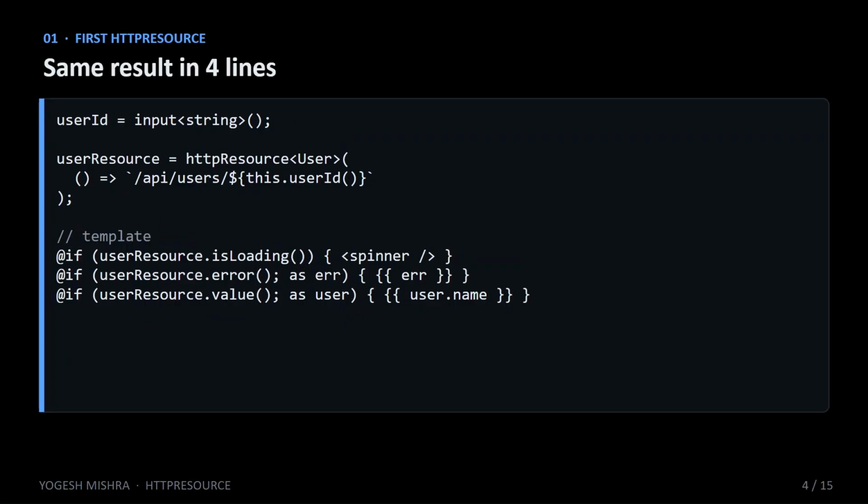Now look at the new way. That's the entire data fetching logic, and that's it in the template you can see. What just happened here? httpResource creates a reactive resource. It automatically tracks the signals used inside the URL function. It exposes value, isLoading, and error as signals. You no longer manage any of that state yourself. This is the biggest mental shift. You describe what you want, not how to fetch and manage it.